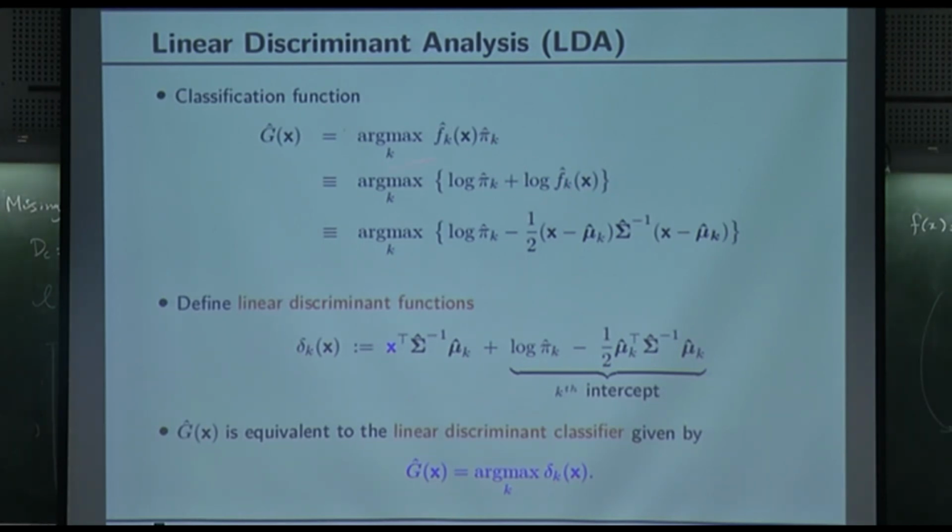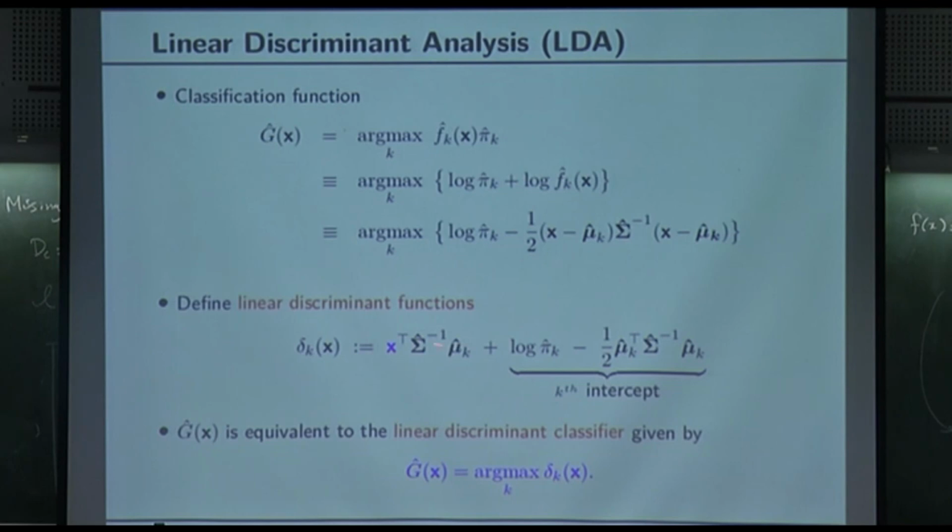If you forget about all the constants, then the log looks like this. It's log pi hat k minus 1/2 (x minus mu k) transpose sigma hat inverse (x minus mu k). If you expand this part, you will have a term x transpose sigma hat inverse x, with a transpose missing earlier. That term is going to be the same for all values of k, so I can ignore that part. It's not going to make a difference in the maximum.